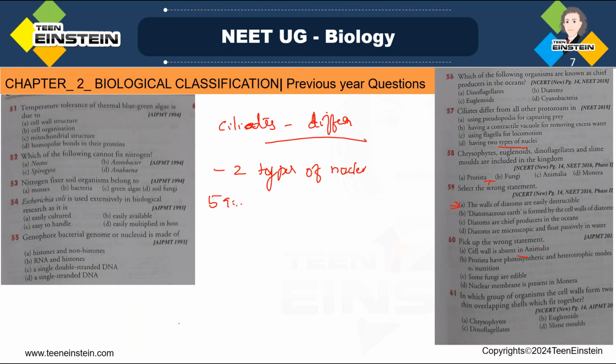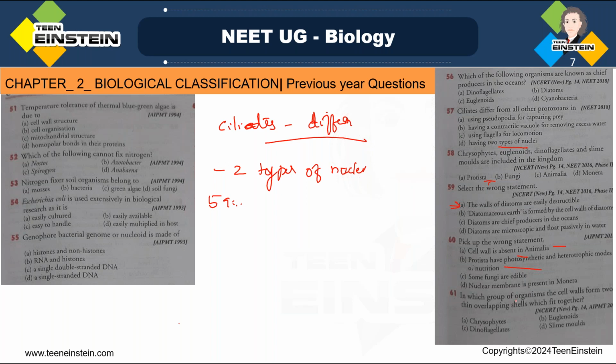See here, in Animalia cell wall is absent, there is no cell wall in the animal kingdom. That is a correct statement. And Protista have photosynthetic and heterotrophic mode of nutrition, that is also right. And some fungi are edible because mushrooms come under kingdom Fungi, so they are edible, that is also a correct statement. Next, option D, nuclear membrane is present in Monera. See here, option D is incorrect, right? And how can we correct that statement?